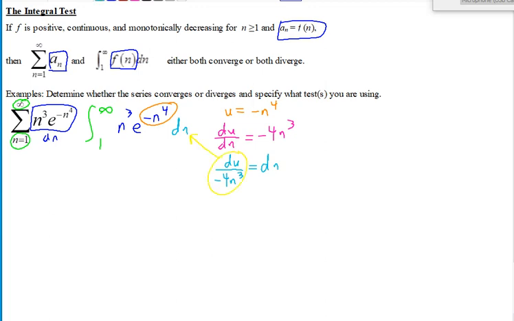And again, we can also convert our upper and lower limits here. So when you substitute infinity and then 1 in there, substitute infinity, notice the negative's out in front, so it actually becomes negative infinity to the fourth. And we substitute 1 to the fourth is 1, there's a negative, so negative 1. And then we still have the n cubed, and then it's e to the u.